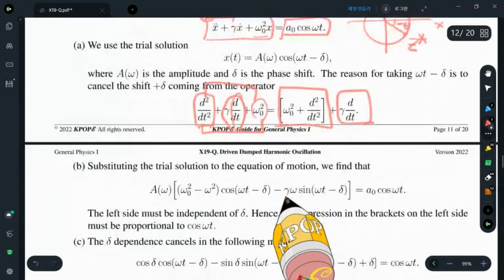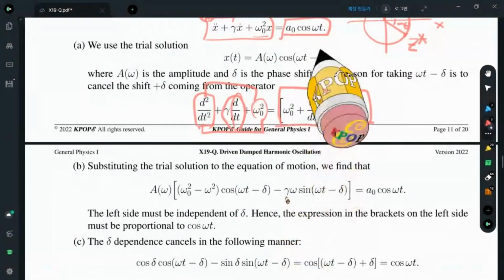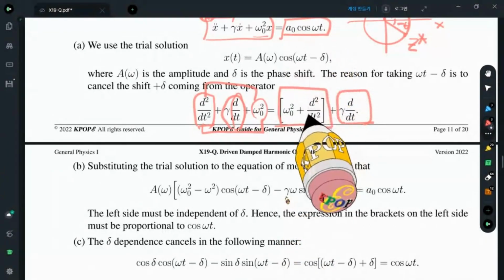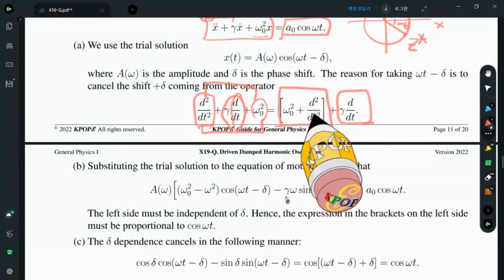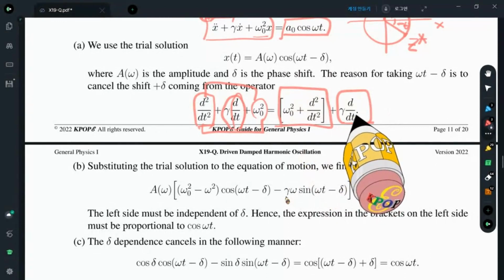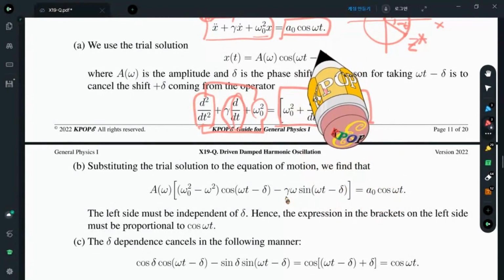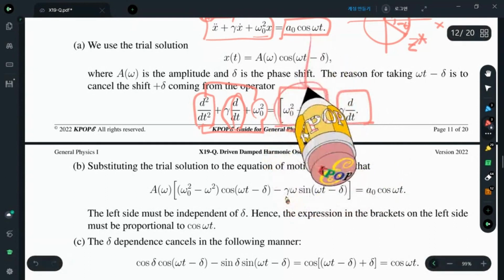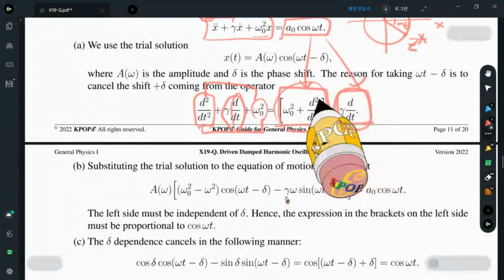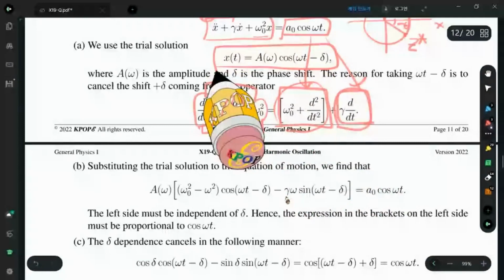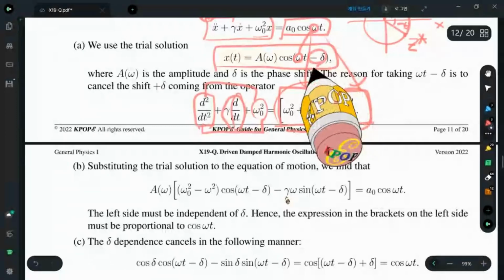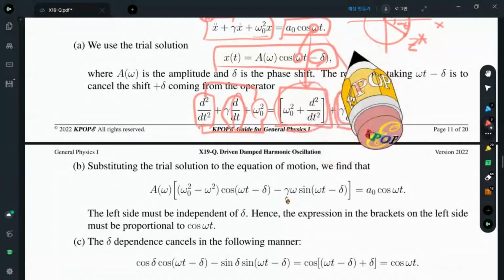The reason is that if I take the derivative twice, cosine becomes again cosine, except that we have an additional factor of frequency. However, if I take the single time derivative, cosine becomes sine. So these two will give cosine, and this term will give sine when it is applied to this trial solution with exactly the same frequency but a non-vanishing phase shift.